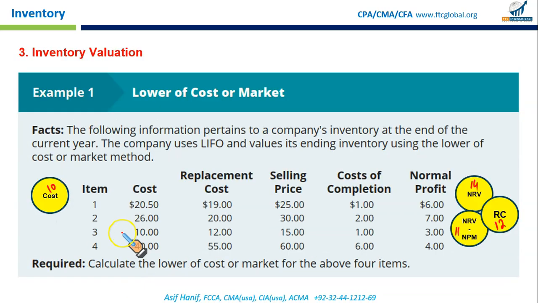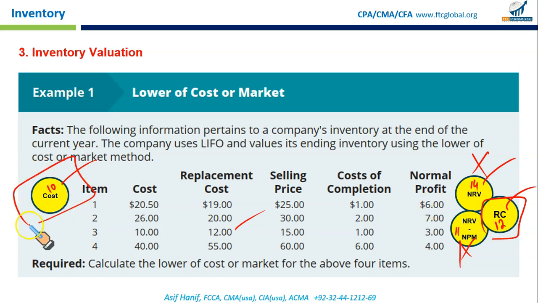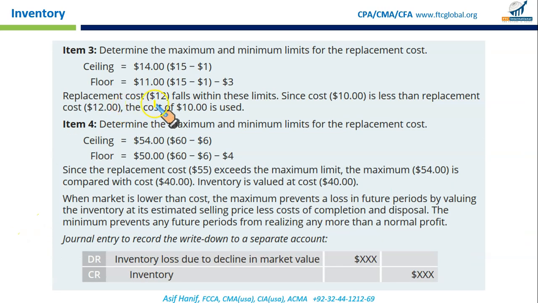So the market price 21 is lower than the cost, therefore the inventory would be valued at $21. For item 3, the cost is $10, replacement cost is 12, selling price 15 less 1, 14 is the NRV, and 14 less normal profit margin 3, 11 is the floor. The mid number is the replacement cost, which is the designated market price. Since market price is more and cost is less, we keep our inventory at the cost of $10.